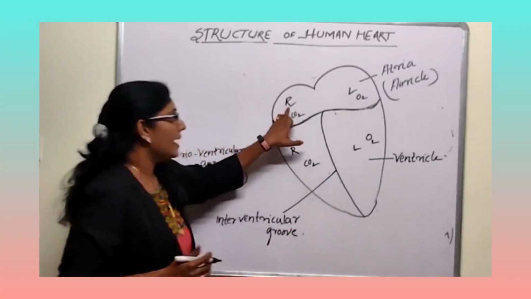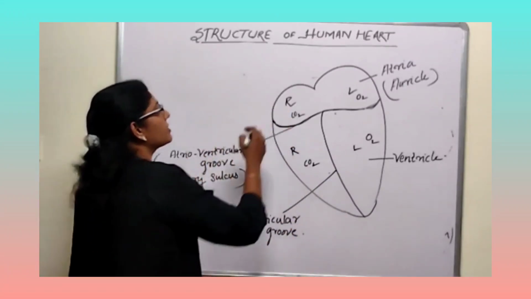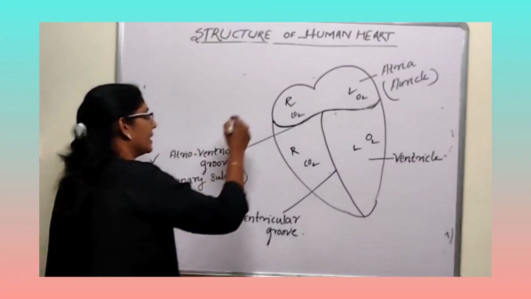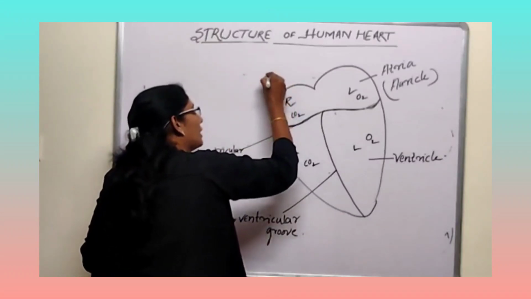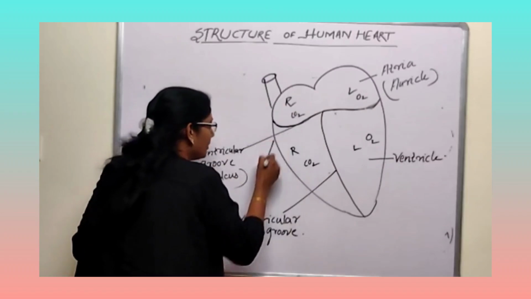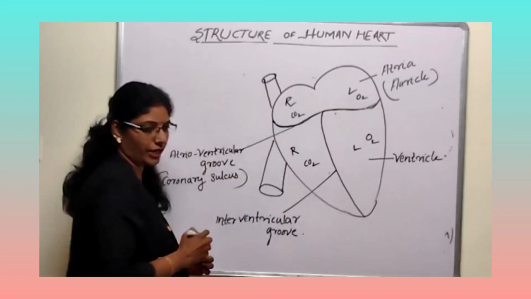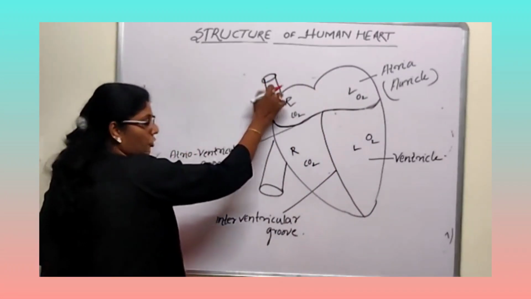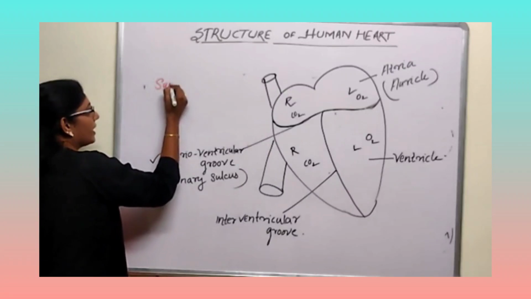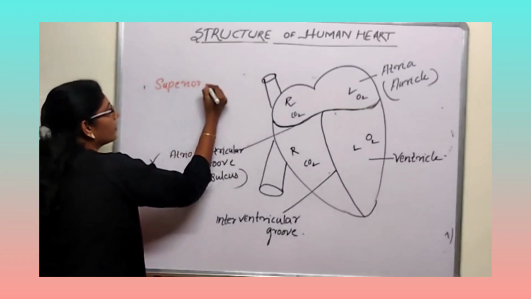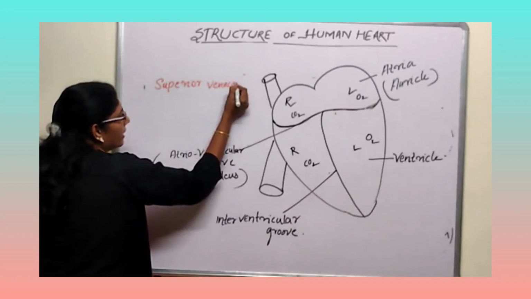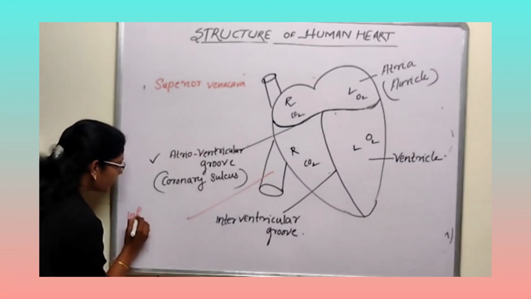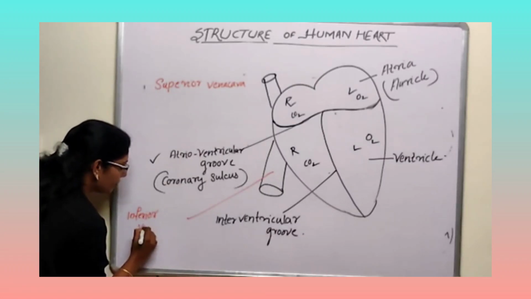The right atrium receives the deoxygenated blood by two major veins. One will open into the upper portion of this atrium and the other will open into the lower portion of this atrium. The one opening into the upper portion is called the superior vena cava, and the one opening into the lower portion is called the inferior vena cava.